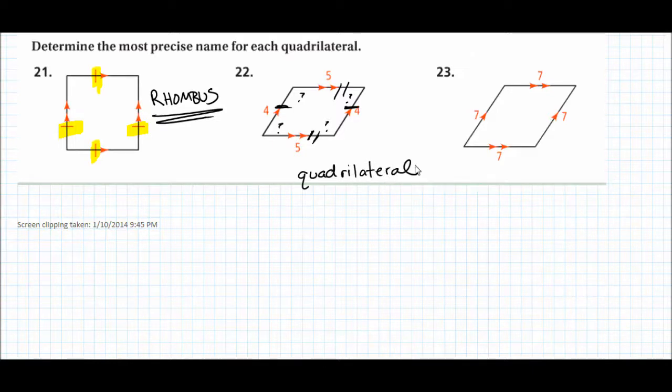Number 23, we can tell all 4 sides are congruent. They all have a measure of 7, and all opposite sides are parallel. We can't tell anything about the angles, so the best we can call this one is a rhombus.